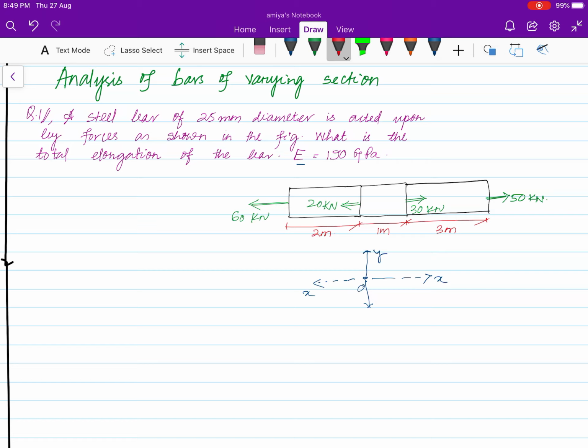Today we are going to solve a typical problem from our strength of material. This problem is being asked in many different competitive exams. It is an analysis of a bar of bearing section.